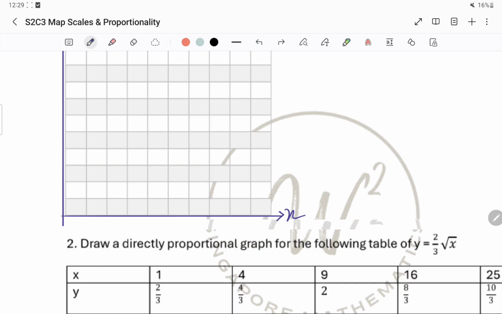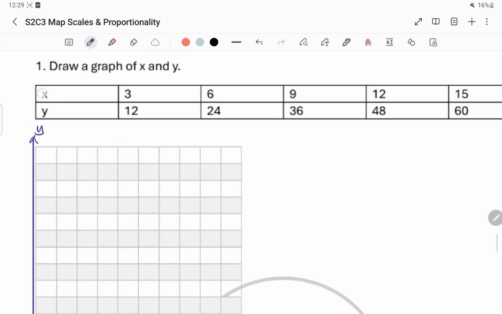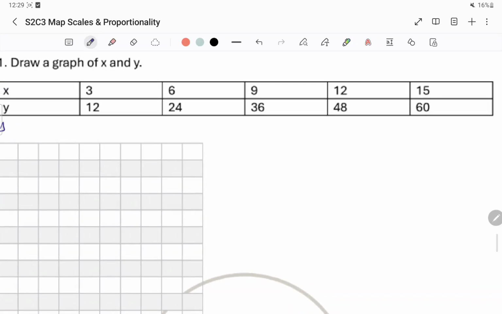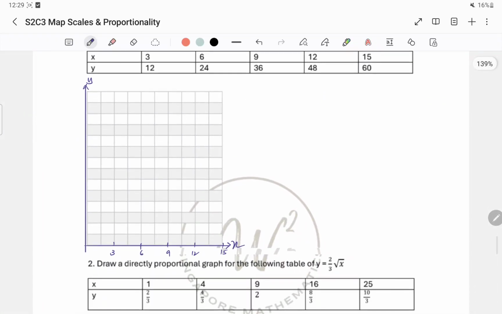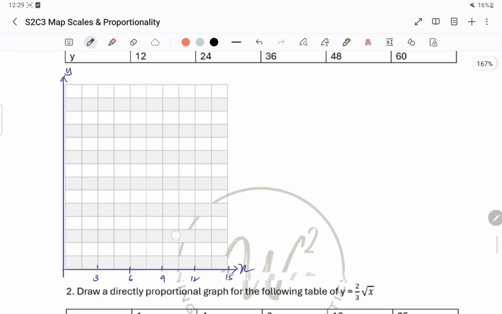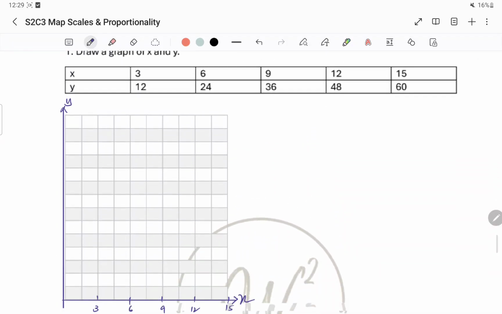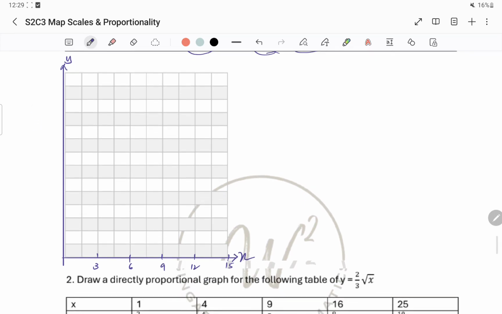Okay, I'll do 3, 6, 9, 12, 15. Then next y, I want to do 12, 24, 36, 48, and 60. So here we can do, because this one they are adding 12 for everyone. 36 plus 12, yes.